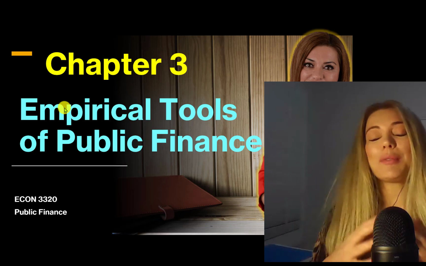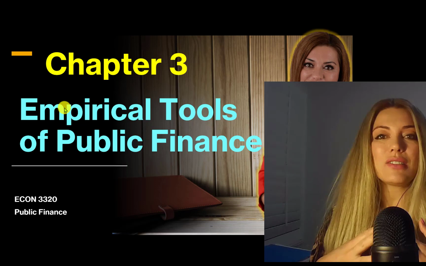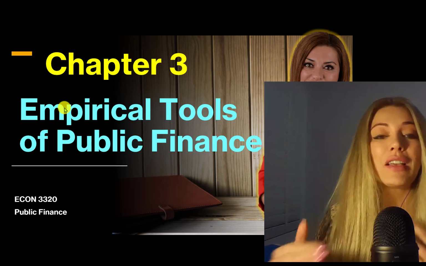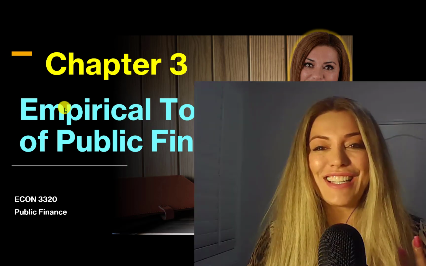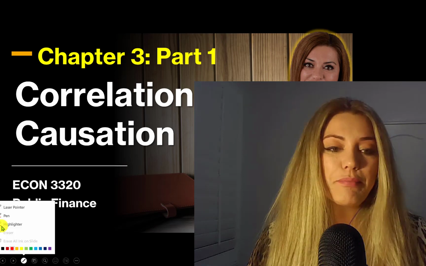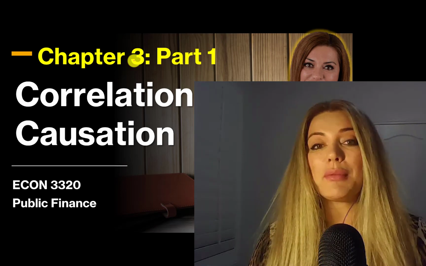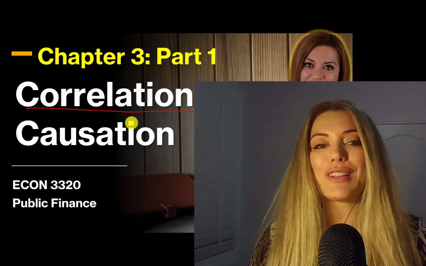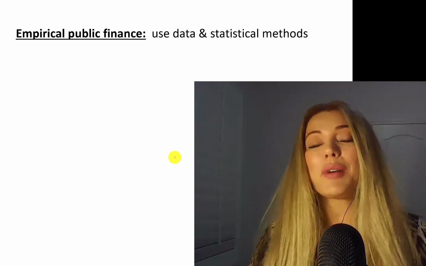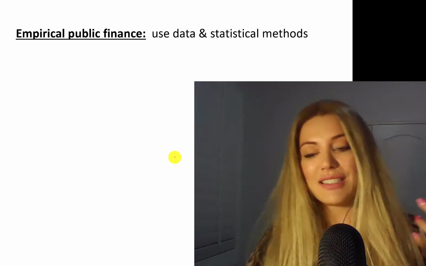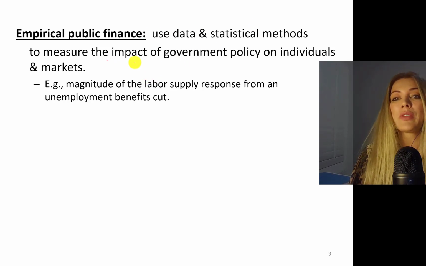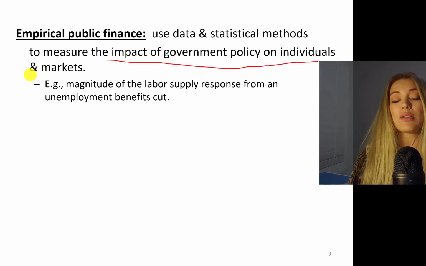Empirical Tools of Public Finance uses data and statistical tools to understand the role of government in the economy. So let's get started, and we are going to start with part one. The biggest bulk of work we do in empirical public finance is to differentiate between correlation and causation. As I said, empirical public finance uses data and statistical methods to measure the impact of government policy on individuals and markets, on the economy.